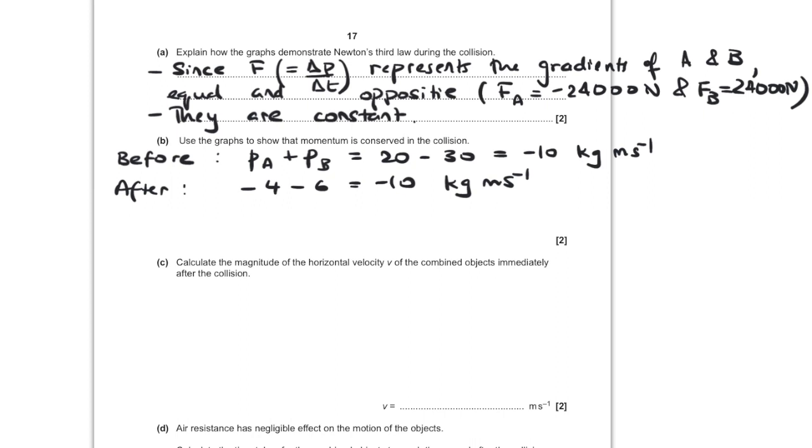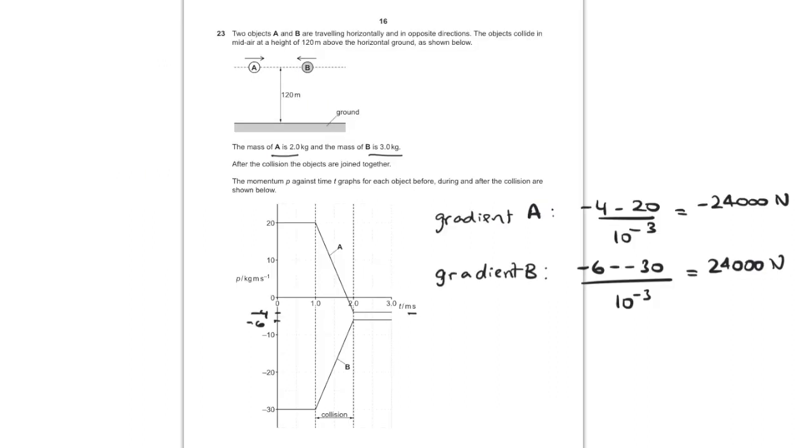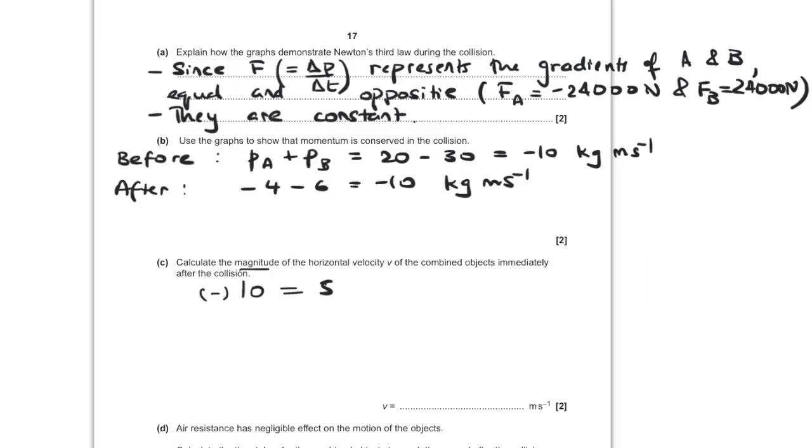Next, we have to calculate the magnitude of the horizontal velocity of the combined objects immediately after the collision. So we know, it's asking just the magnitude, so we can ignore any signs over here. We know the momentum is 10 after the collision, so I'm just going to keep that in the bracket. And because the two objects are combined together, it is going to be 2 plus 3, 5 times the combined velocity v, and therefore the value of the velocity is just 10 divided by 5, which is 2 meters per second.